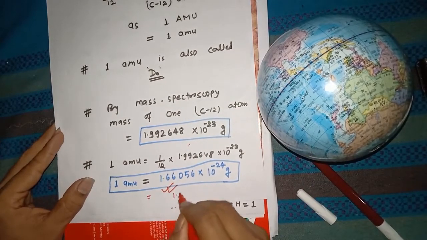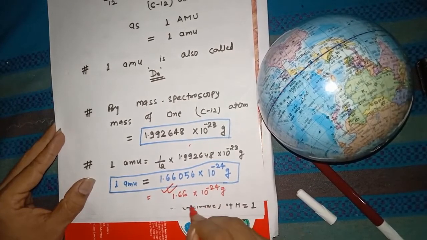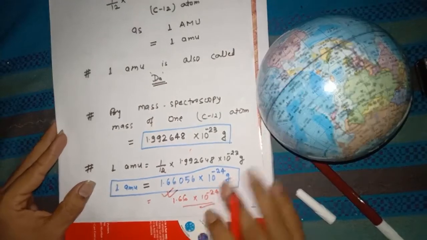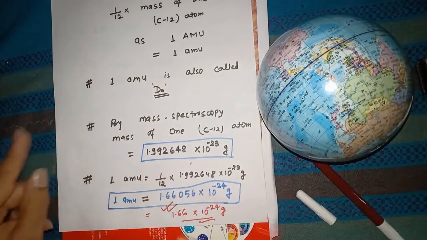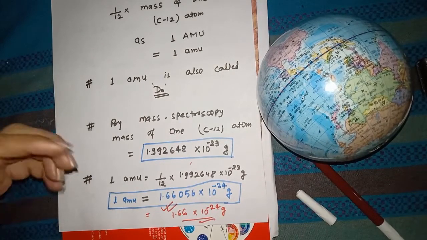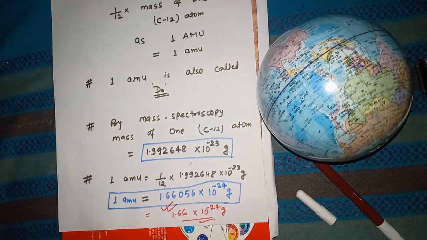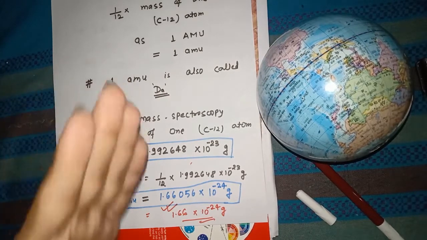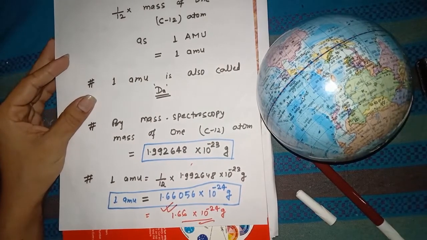In our calculation, we have to take 1.66 into 10 to the power minus 24 gram, and you have to remember it. So 1 AMU is nothing but the mass equivalent to 1.66 into 10 to the power minus 24 gram. Using this unit AMU, we now calculate the mass of other atoms. If any atom has 5 AMU mass, its actual mass is 5 into 1.66 into 10 to the power minus 24 gram. Have you got my point?